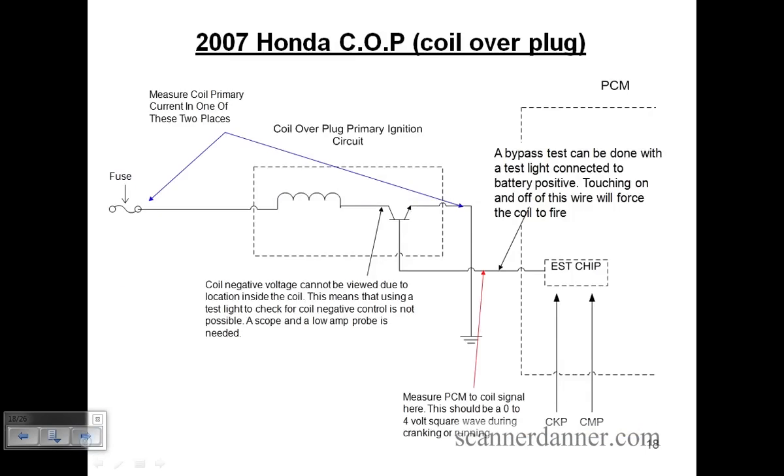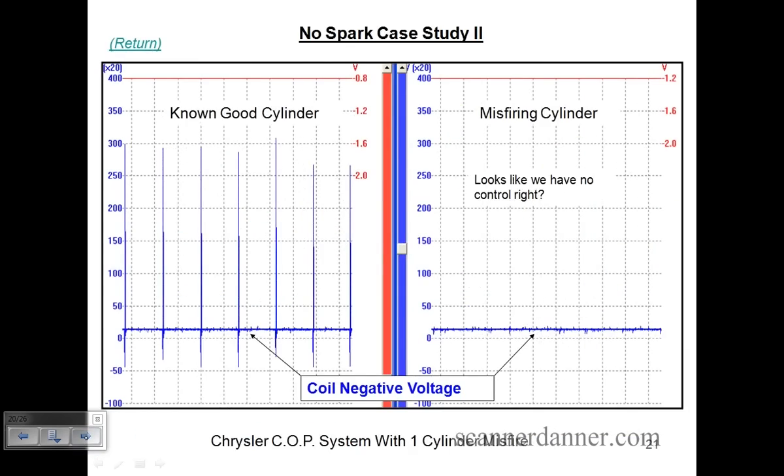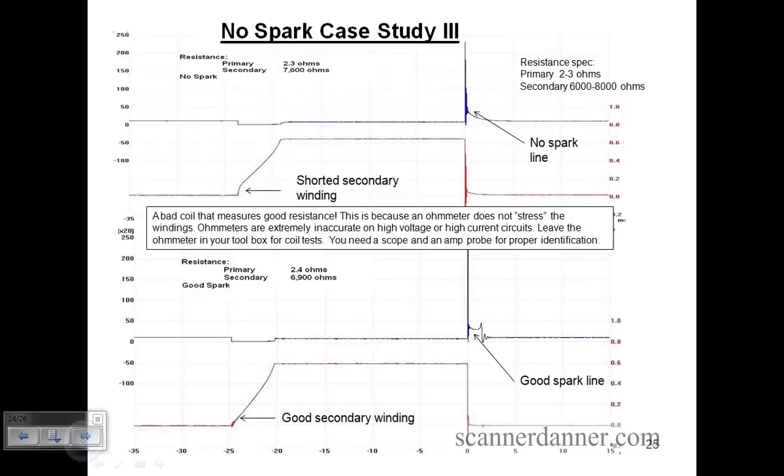I got a picture of one. It's like one of the last pictures here. I get tired of people saying, do a resistance check on the coil. Why don't you do a resistance check on the coil? This is one time. Don't bother. Don't bother.